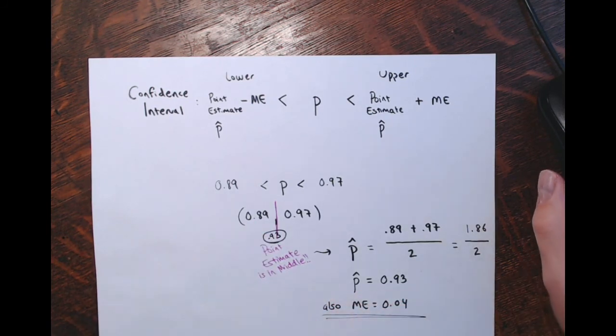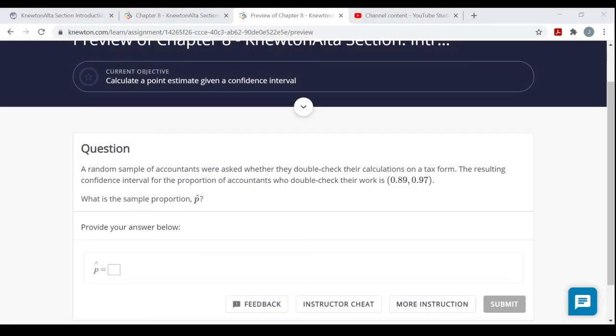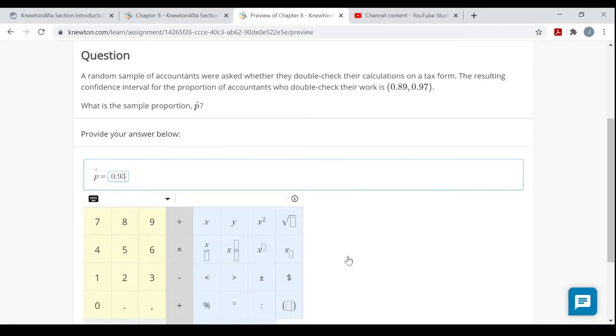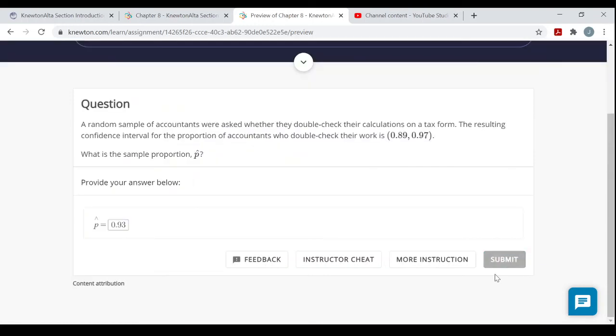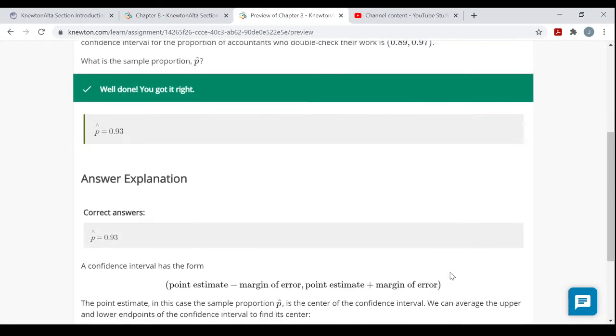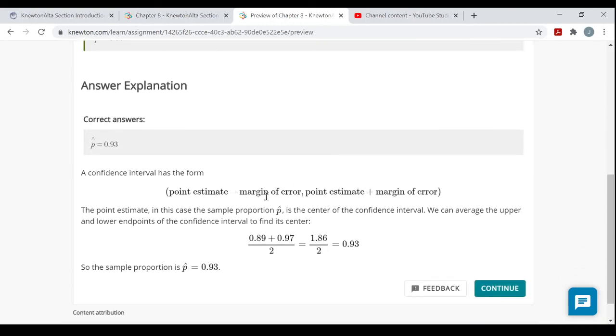But we were asked for just the p hat, the middle of the interval. So p hat, the average of the lower bound and upper bound, is 0.93. It's really that simple. Read through the answer explanations, they're doing exactly the same calculation I did.